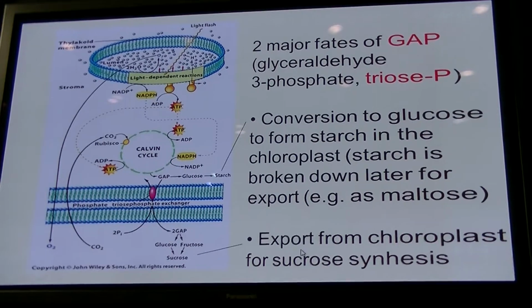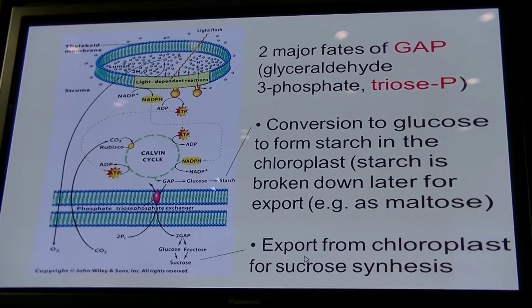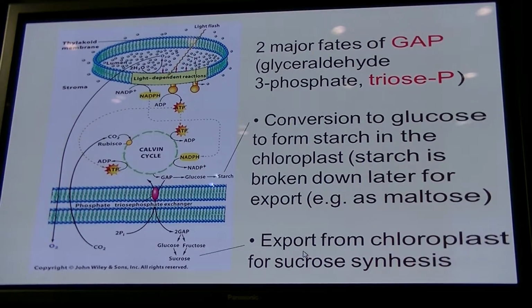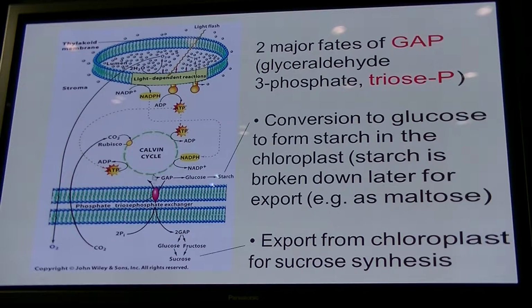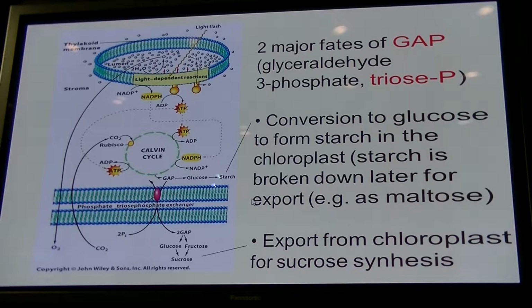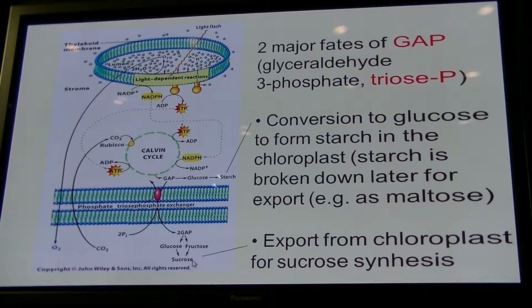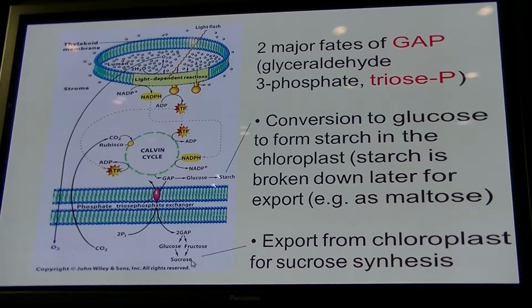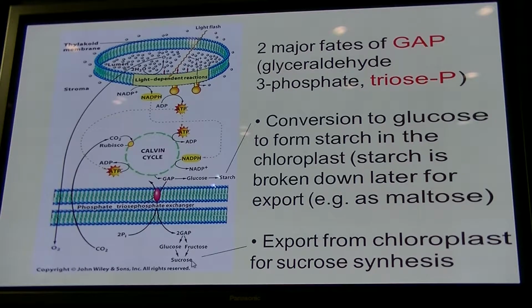All right. So what happens with the GAP, the glyceraldehyde phosphate, that end product of the Calvin cycle? It can be exported, and if it's exported, it can be converted in the cytoplasm first to glucose and then to sucrose in a set of steps. And sucrose, which is a sugar composed of fructose and glucose, is the main sugar that is transported in plants.